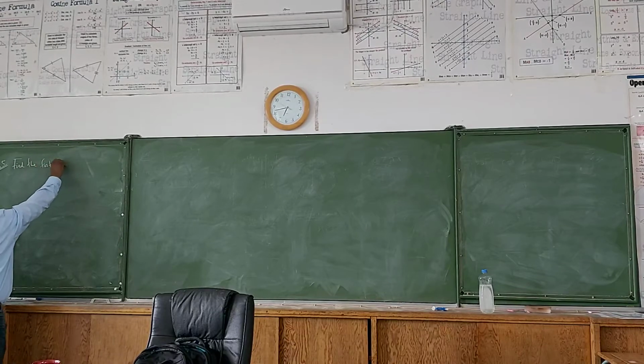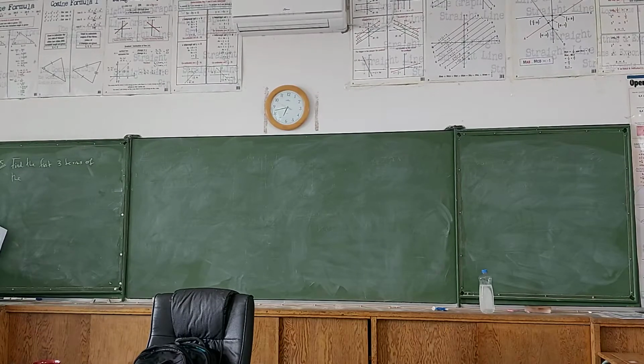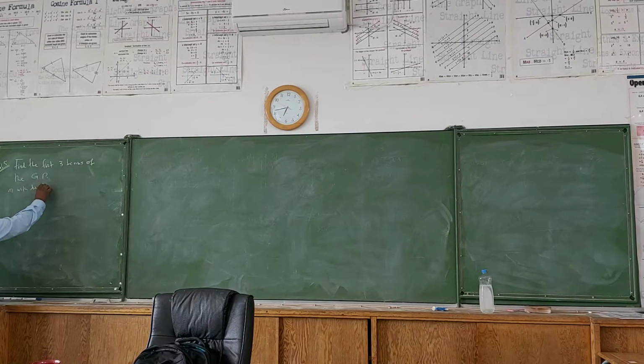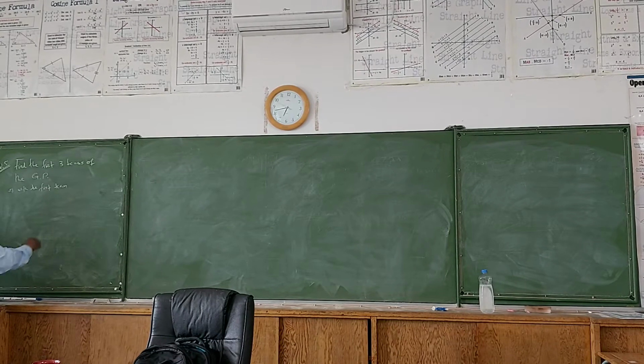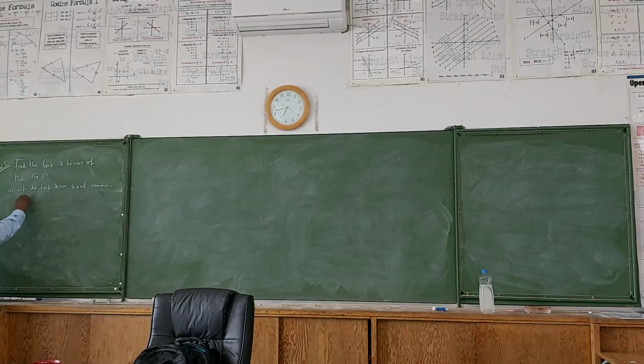Easy. So I'm just going to write GP. Okay, first thing is, they say the first term is 4. And the common ratio is negative 3 over 4, negative 3 quarters. Isn't that so? So you're supposed to find the first term, and the second term, and the third.